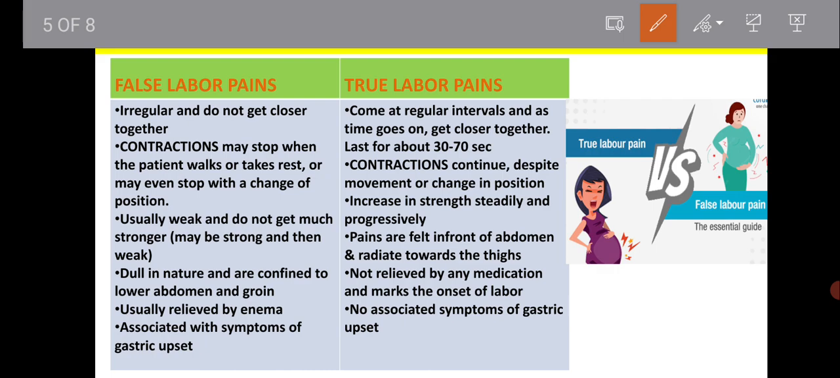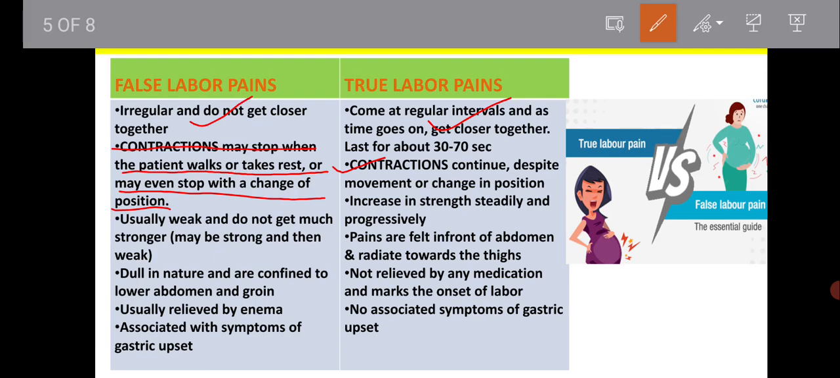False labor pains are irregular and do not get close together, whereas true labor pains come at regular intervals and as time goes on get closer together. And the contractions of false labor pains may stop when the patient walks or takes rest, or may even stop with a change of position, whereas true labor pains are continued contractions despite movement or change in position.